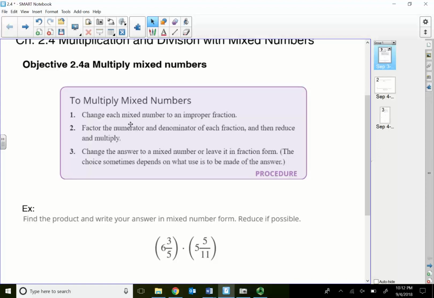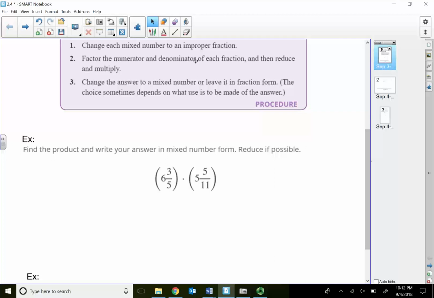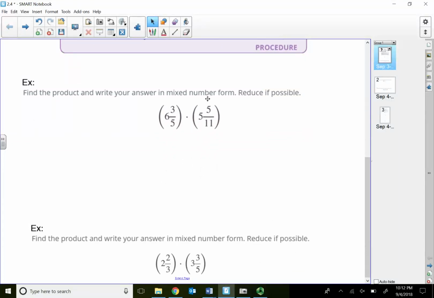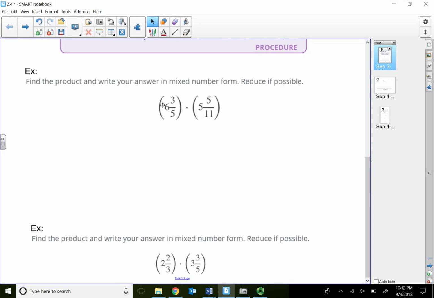To multiply mixed numbers, the first thing we do is change each mixed number to an improper fraction. Once I turn them into improper fractions, then we can begin to reduce top with the bottom. Then we can change our final answer back to a mixed number after we reduce and multiply. It's a little bit more work, and some problems are easier than others because when we convert into an improper fraction, sometimes the number gets a little too big. So we just have to be careful as we go along.